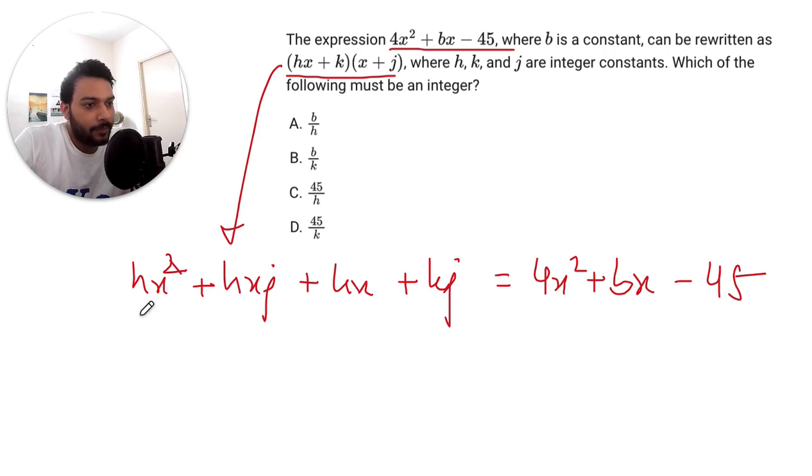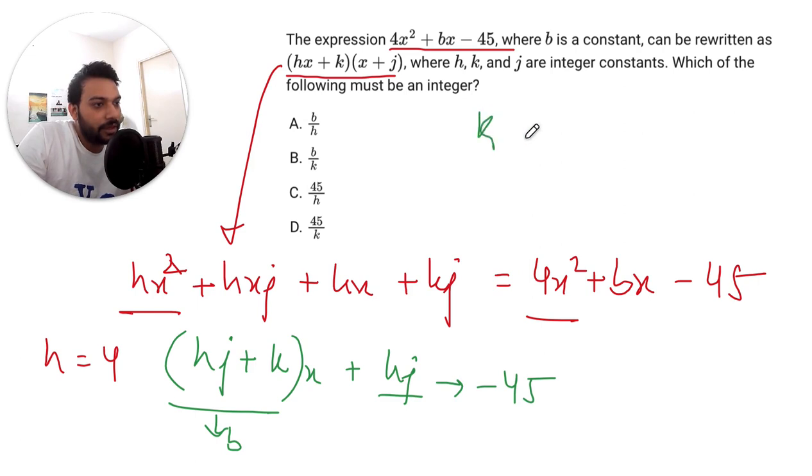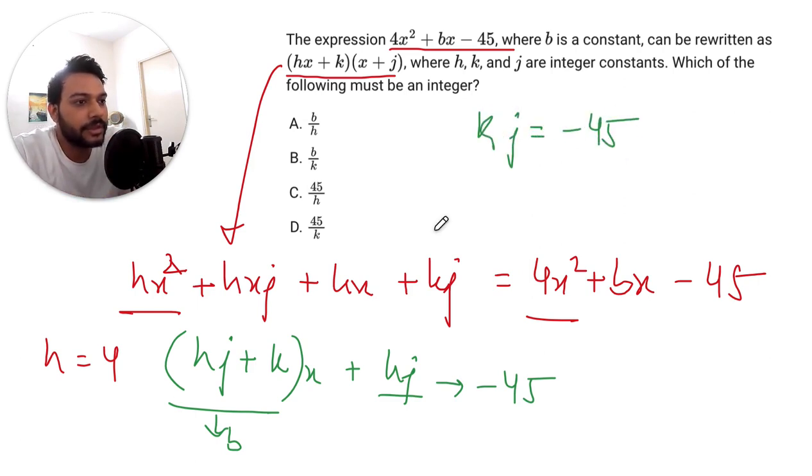Okay, upon comparison we see that h is 4 straight away. And then the coefficient of x, so that's hj plus k, this is b, and the constant term kj, this is negative 45. So kj is equal to negative 45. Now let's look at the options.